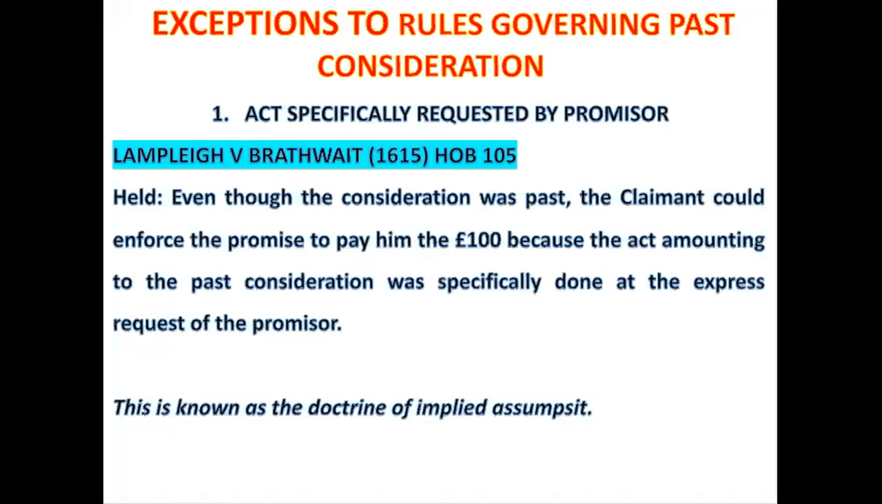So that is the case of Lampleigh and Brathwait, and it is an exception to the common law rule on past consideration. Because under the common law, past consideration will not suffice as good consideration. And as you have seen in Lampleigh and Brathwait, when the act amounting to the past consideration is done at the express request of the promisor, it shall nonetheless suffice as a valid form of consideration.